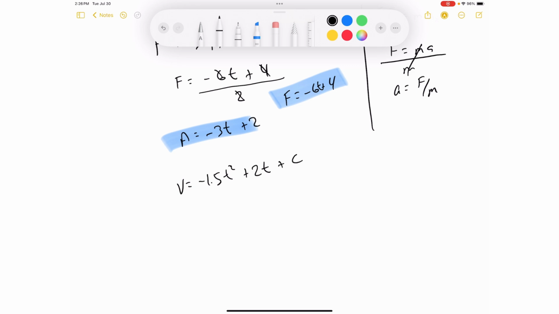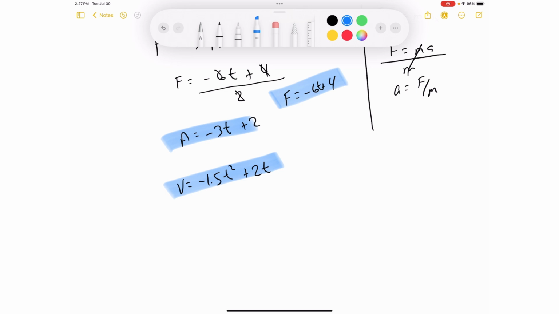What's the initial velocity? Well, it says it was starting at rest, so that means it's 0. You could just say 0 if you wanted to, or just erase it. So there we go. Now we have velocity as a function of time.